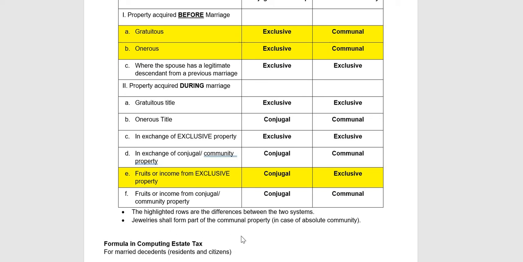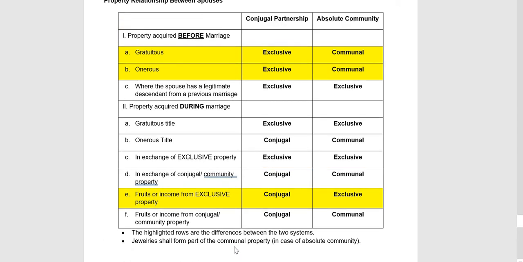Then, jewelry shall form part of the communal property. Personal belongings that are specific to each spouse, for example, bags for women, are of course exclusive to the woman. There are shoes for men, which are also exclusive to the man. However, jewelry, even if it is for women, is not considered exclusive to the woman. It is part of the communal property.